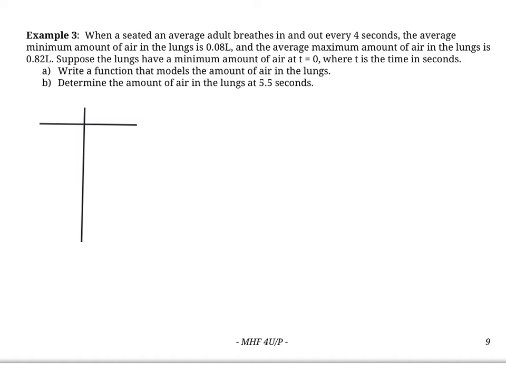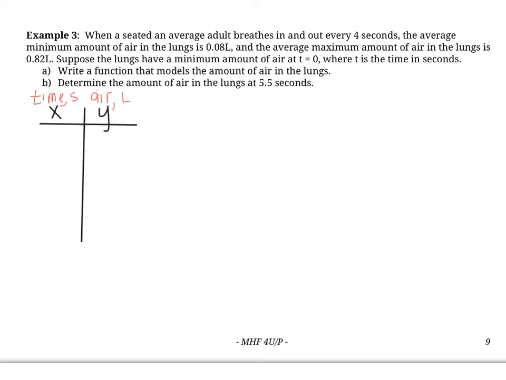So the easiest way I find to come up with a model is to just do a quick t-chart of what's going on between x and y, and then looking at those points, we can usually easily find our a value, our k value, our c value, and our d value to make up an equation. So on our left side we'll have x, and on our right side we have y. And what is x in this situation? Well, it must be the time in seconds. And our y value, what are we measuring? It's the amount of air in our lungs.